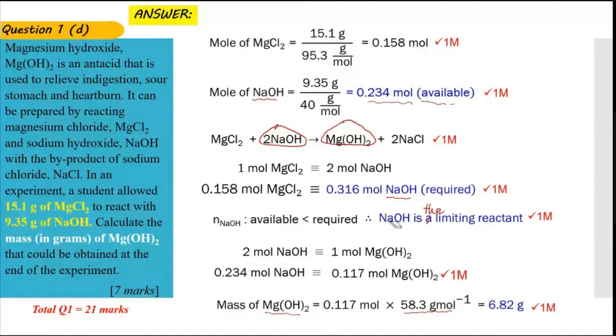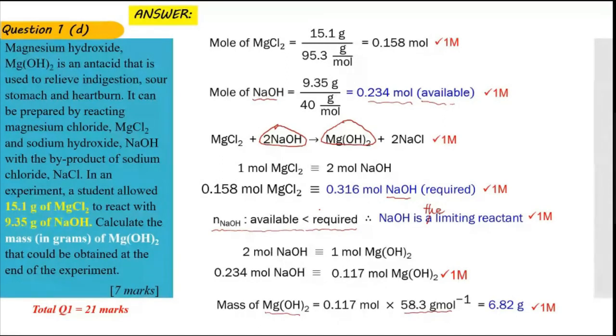Every time before you conclude which is the limiting reactant, give a brief explanation. Before deducing the limiting reactant, this is the explanation: available less than required, or available more than required. If available is more than required, that particular reactant is in excess. So the other reactant will be the limiting reactant.